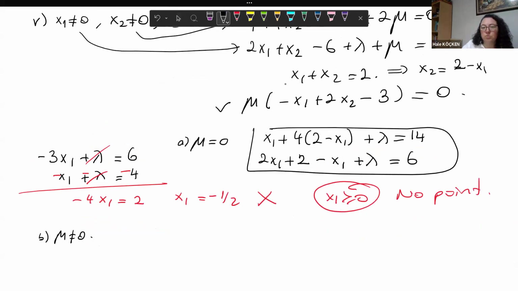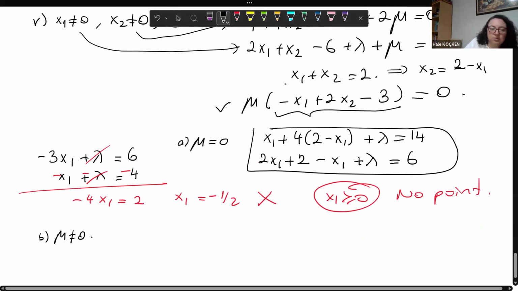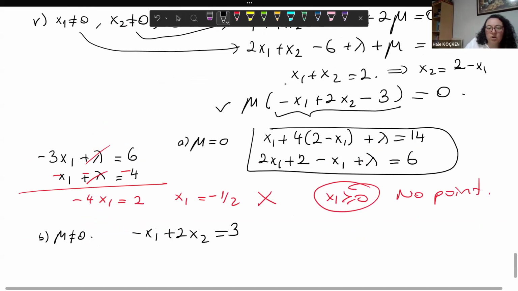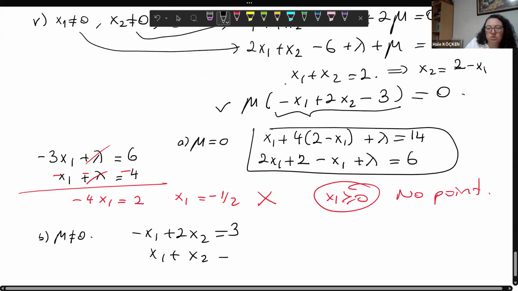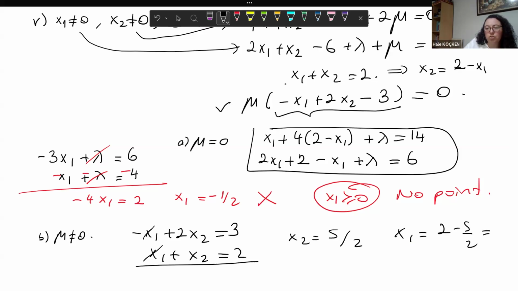If mu is different from 0, then the coefficient in this parenthesis must be equal to 0. Minus x1, 2x2 is equal to 3. And I also know that x1 plus x2 is equal to 2. Add them up. Then x2 becomes 5 over 2, and x1 becomes 2 minus 5 over 2. Again, it is negative.